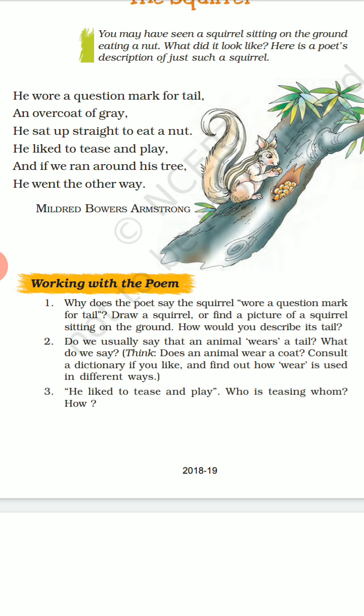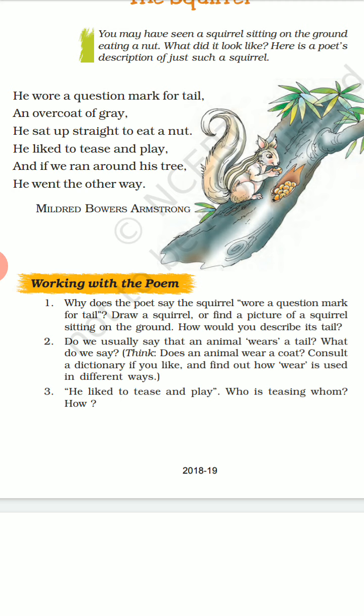Okay, now number 3, he liked to tease and play. Who is teasing whom? How? So the poem is very clear. I have already explained. He liked to tease and play. Who is teasing whom? So the squirrel is teasing the poet and her friends. So how? When they ran around the tree on which the squirrel is sitting, it went the other way, teasing and playing with them. Okay, so this is the answer.